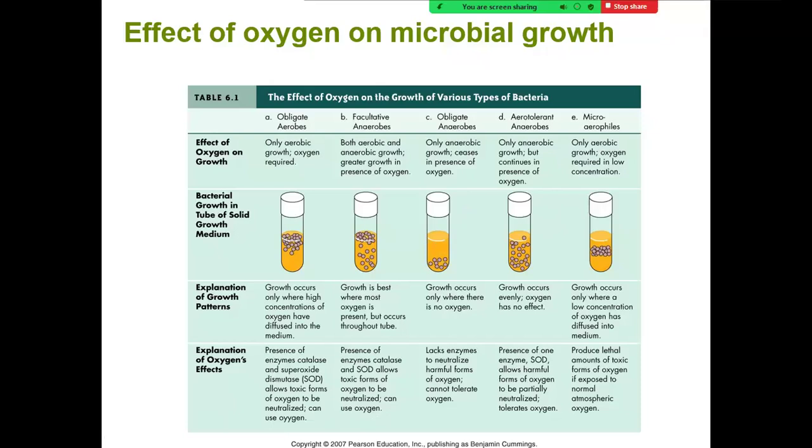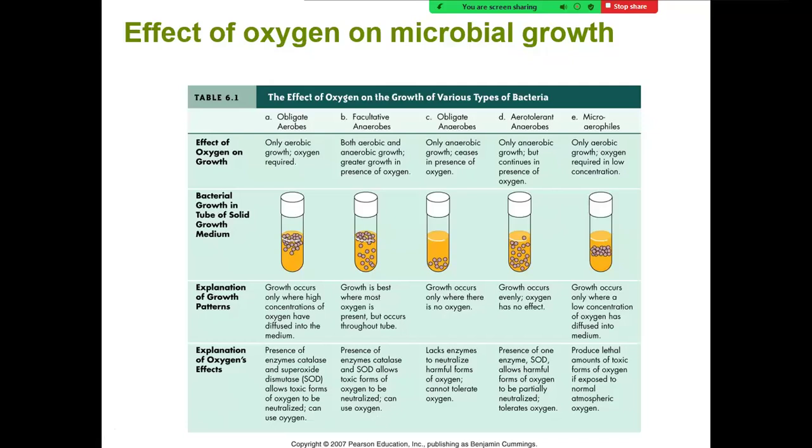That differs from a facultative anaerobe, which can engage in aerobic respiration, and it can engage in anaerobic respiration or fermentation. And in a facultative anaerobe, we'll see the best and highest growth at the very top of the tube. That's because the cells can grow fastest here in full oxygen because they're engaging in aerobic respiration. But they can use anaerobic respiration or fermentation to grow. And so we can see growth throughout the tube.